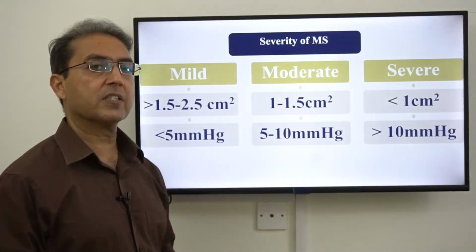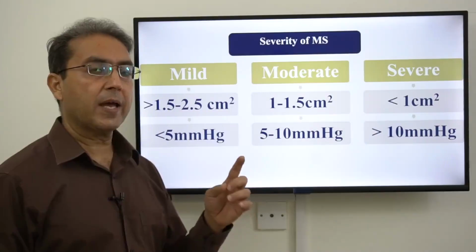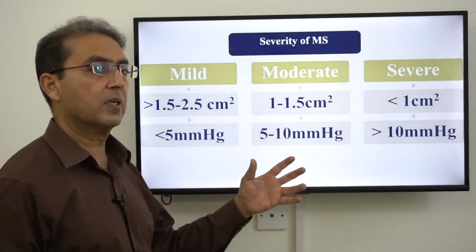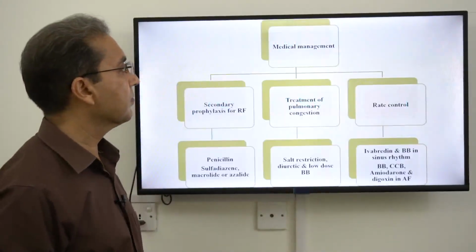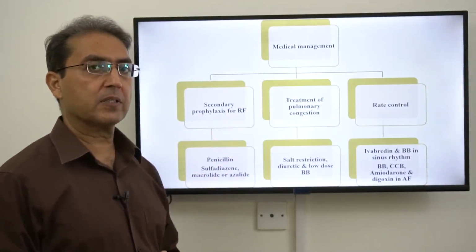And if the surface area is less than 1 centimeter square and the pressure gradient between the left atrium and the left ventricle during the diastolic phase of the cardiac cycle is more than 10 millimeters, this is a severe mitral stenosis. Now the management: it is medical management and surgical management.